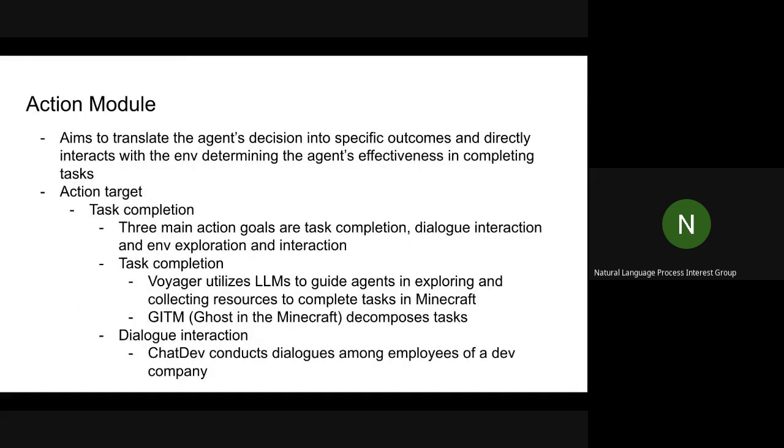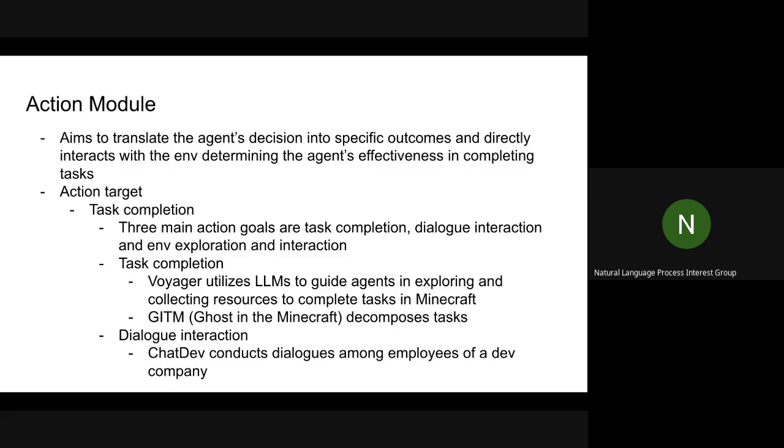Cool. So the action module overall aims to translate the agent's decision into a specific outcome and directly interacts with the environment, determining the agent's effectiveness in completing a task. So the agent action target has three main goals, right? Task completion, dialogue interaction, and environment exploration.